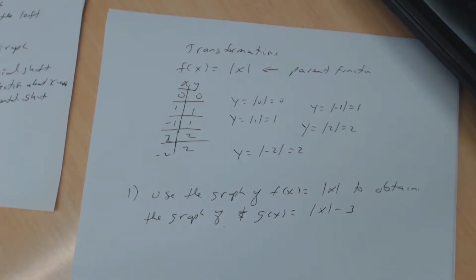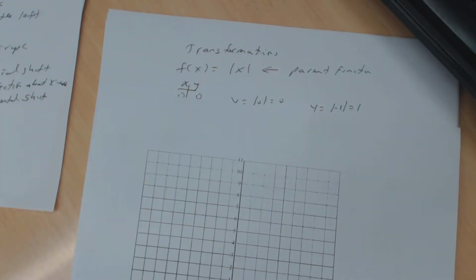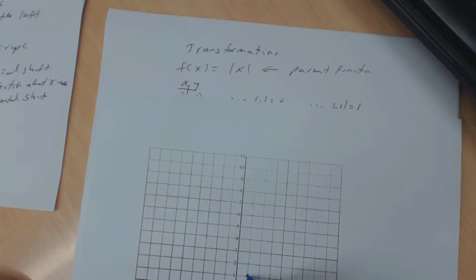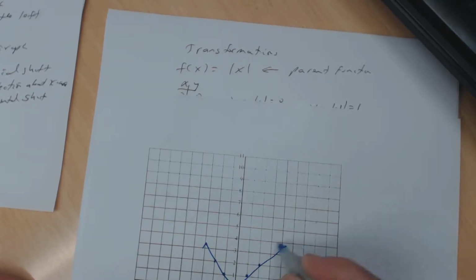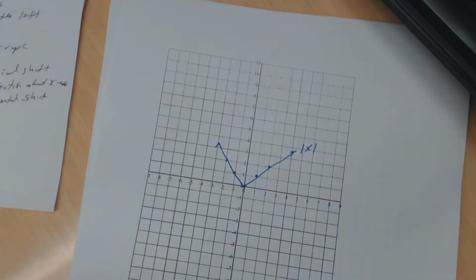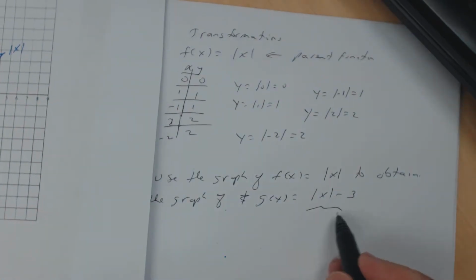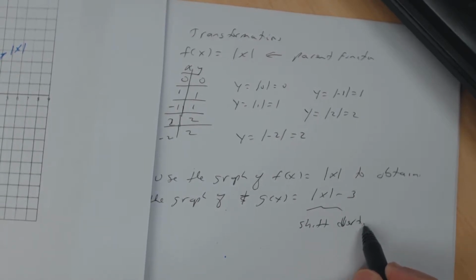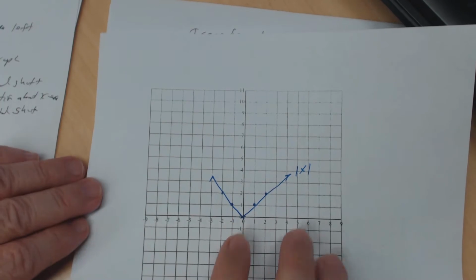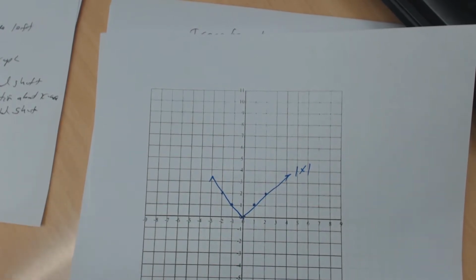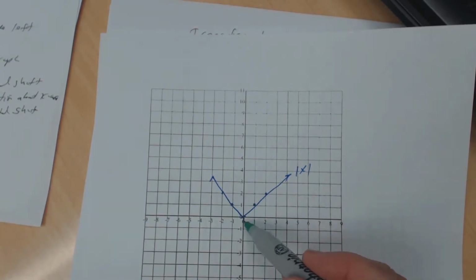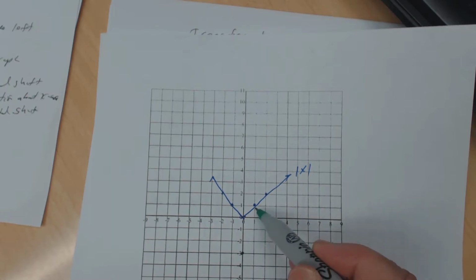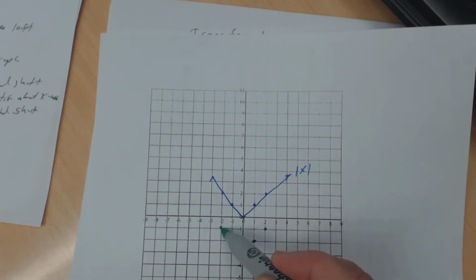So what you're going to do first is graph your parent function. So 0, 0, 1, 1, 2, 2, negative 1, 1, negative 2, 2. That's your parent function, absolute value of x. Then you're going to shift vertically down 3 units. You take this parent function and shift every point vertically down 3 units. So watch what happens. The vertex, 1, 2, 3, then 1, 2, 3 for each of the other points. And you connect them.